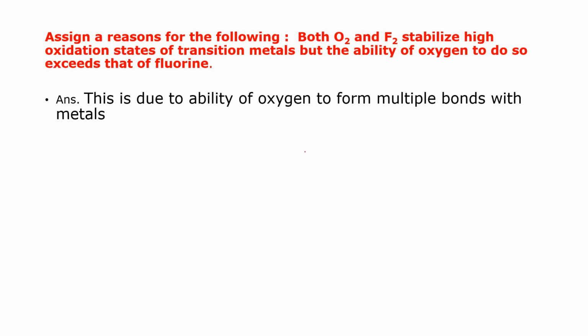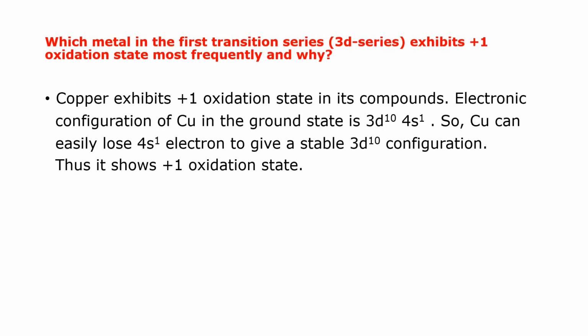Next. Assign: both O2 and F2 stabilize the high oxidation states of transition metals, but the ability of oxygen, which we just discussed, is because of multiple bonds. Oxygen can form multiple bonds, so it is highly stable actually.